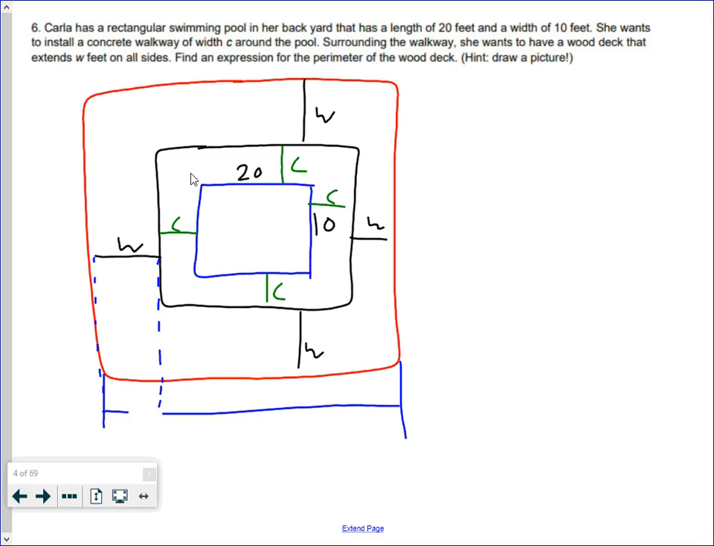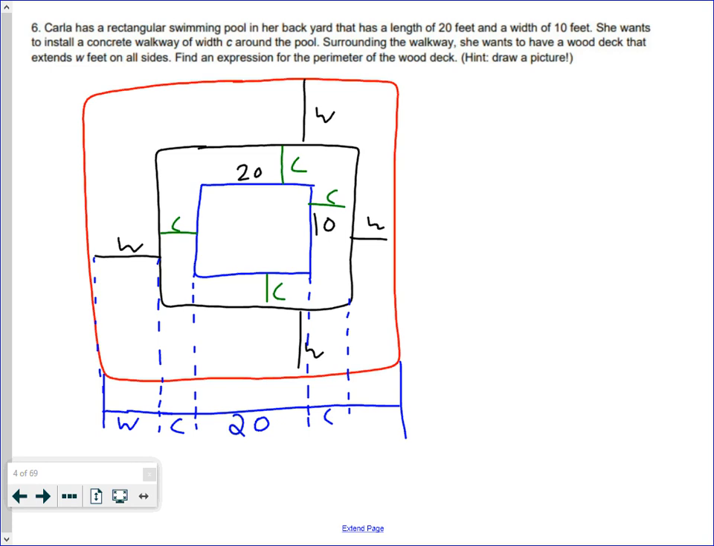Make it a little nicer. That's all a W. Next, from that blue line up to here, that's all C. And then from that line right here all the way up to here, we're told the length of the pool is 20 feet. So all of this right here is 20. And then from the edge of that pool to the edge of this concrete, that's C.